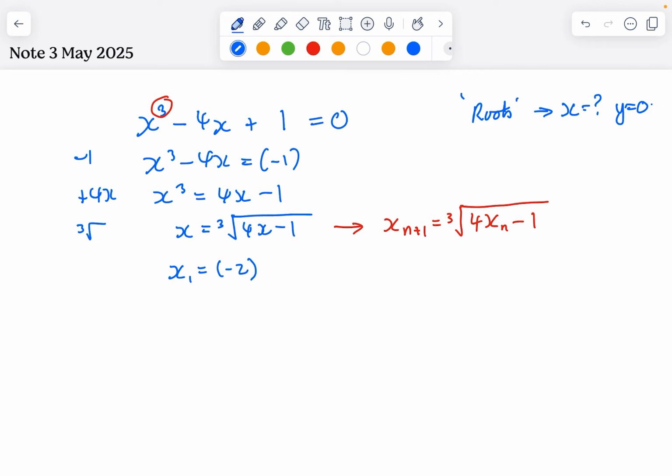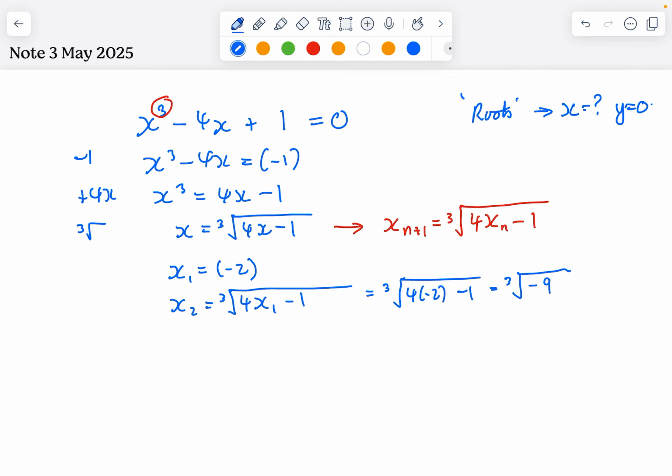So we've said that x1 is minus 2. So that means that x2, the next term in the sequence, will be the cube root of 4 times x1 minus 1. Okay, so that's the cube root of 4 times minus 2 minus 1. So that's going to be minus 9.